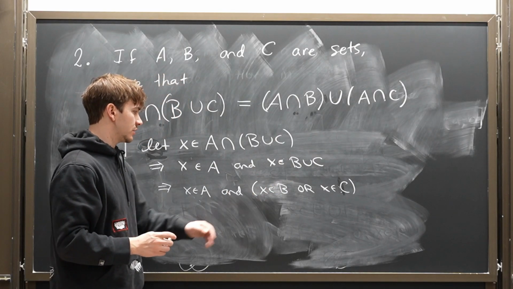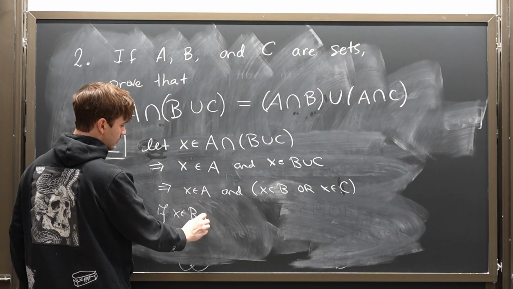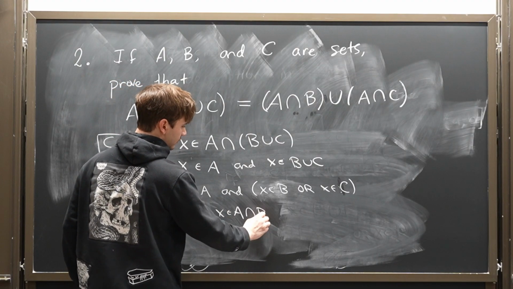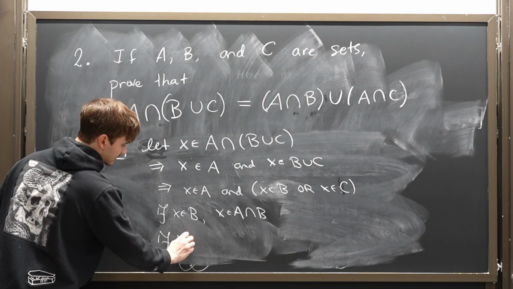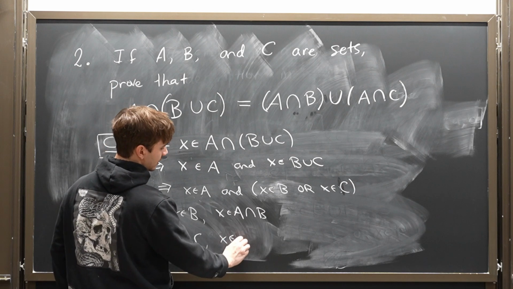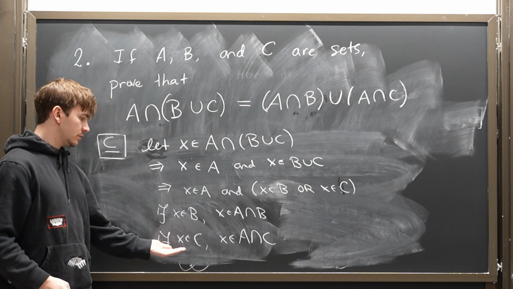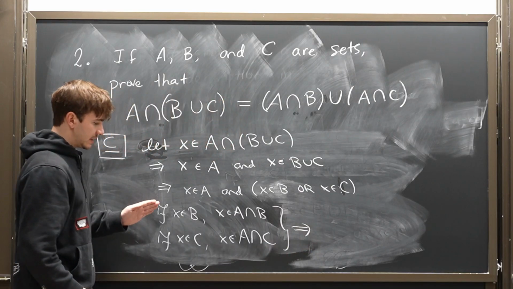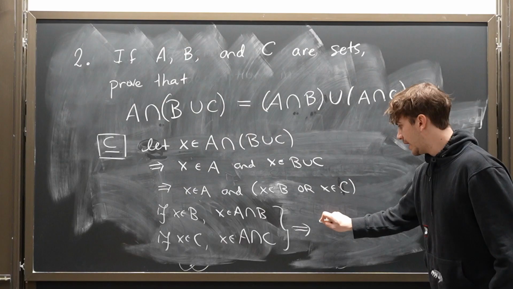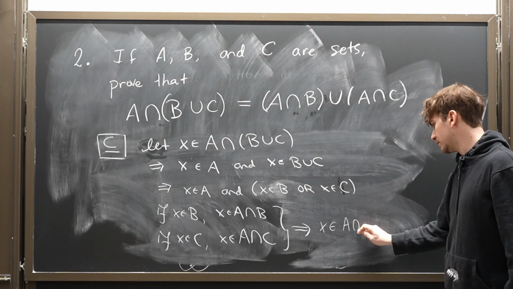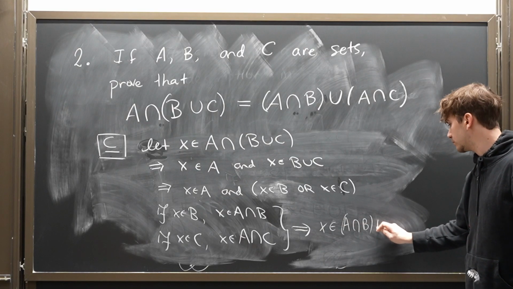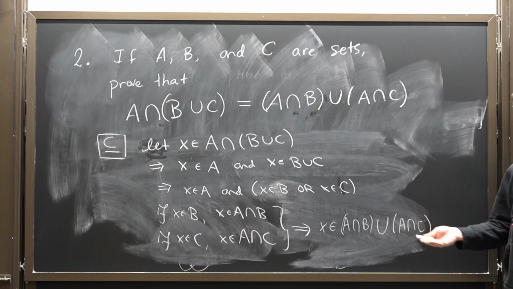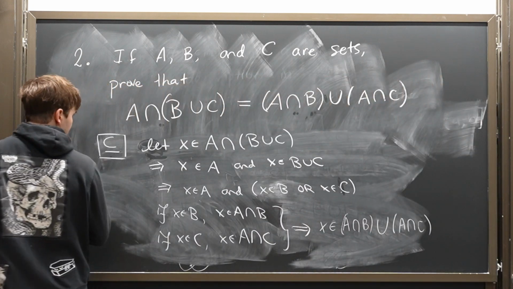There's two possibilities here. If x is in B, then x is in A intersect B, so it's in A and B. And if x is in C, then x is in A intersect C. Okay, so if x is in C, then x is in A and C. And then what this information tells me is that in either of these cases, I know that x belongs to A intersect B or A intersect C. Okay, so this is the first inclusion. Now let's tackle the other.